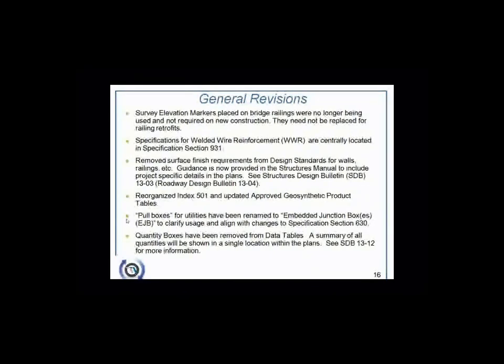Okay, we've also reorganized Index 501 and updated the approved geosynthetic product tables. So take a look at that. The term pull boxes for utilities has been renamed to embedded junction boxes. This clarifies the usage and aligns it with the changes to Specification 630. So if you deal with those a lot, you might want to read Specification 630. There have been some major changes to that, and any design standards that referenced pull boxes now reference EJBs, or embedded junction boxes.